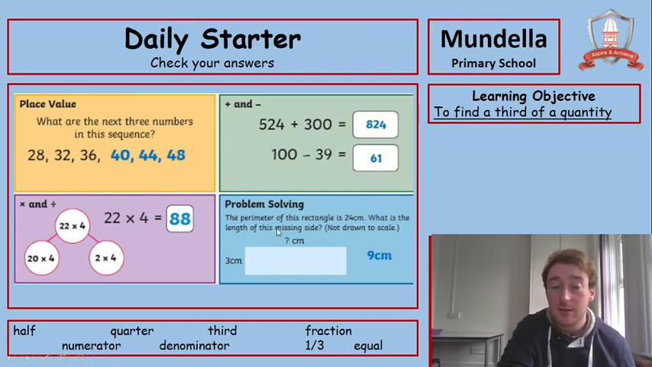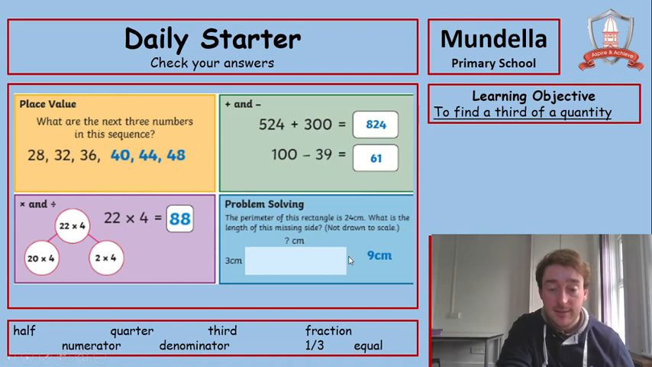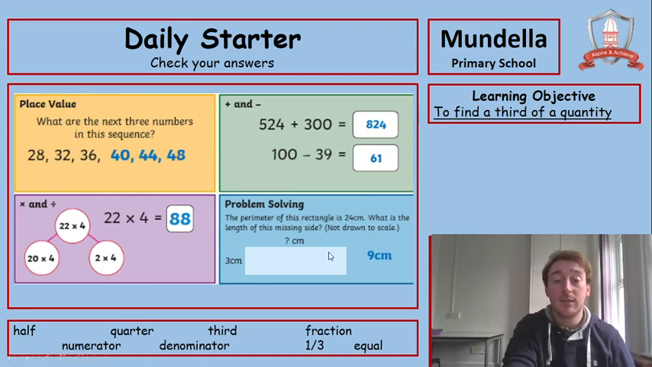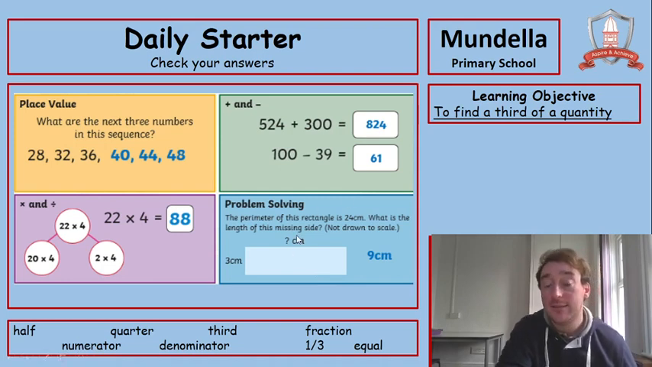What is the length of this missing side? That's an interesting one. So we had 3 and 6, so this is the same as this. So we had 6 of that 24 already gone, which means that we had to have 18 left. And each of the sides were equal, so if we split 18 in half, which we did earlier this week, we know that this side would have been 9 centimetres. So that was the answer that we had there.